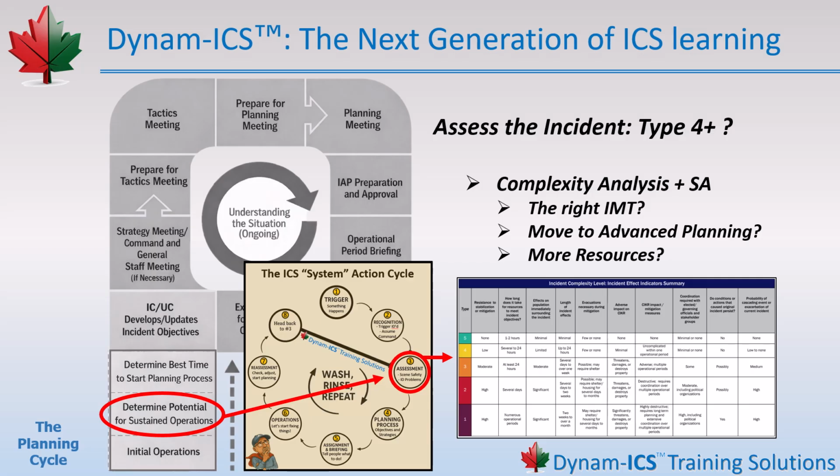So this is where we start making a few parallel decisions. Do we have the right team for what's coming? Do we need more resources or specialized support? And most importantly, is it time to shift from informal planning to structured, forward planning? If the answer is yes, then we also need to notify anyone who needs to know that we're taking it up a notch, and we need to document what we found and why we made that decision. Because once you commit to sustained operations, the incident doesn't just need effort, it needs a plan.